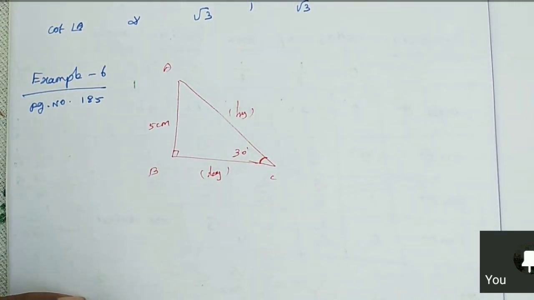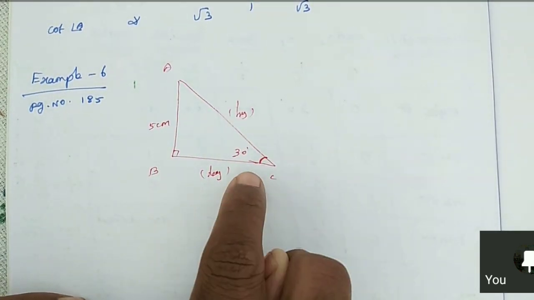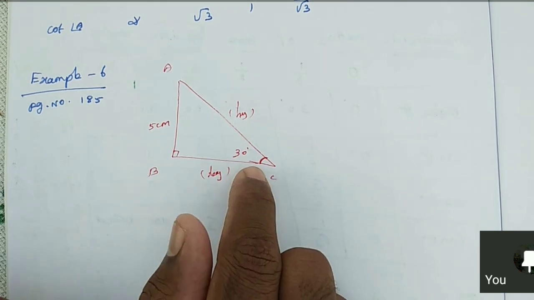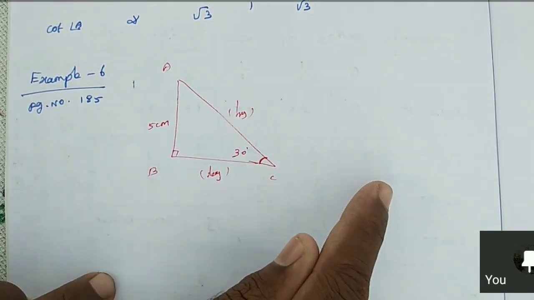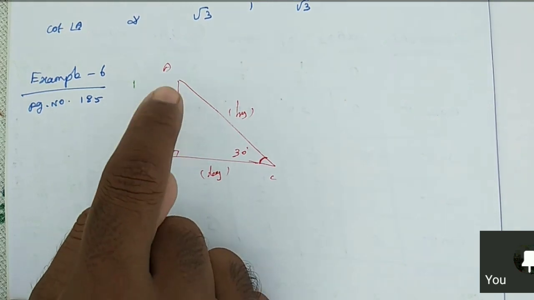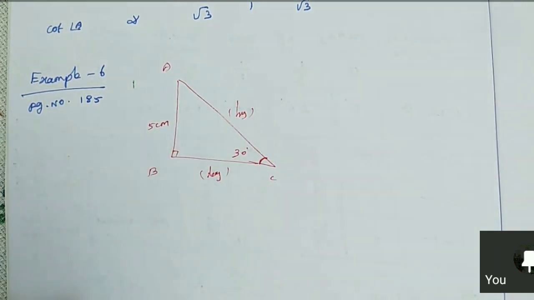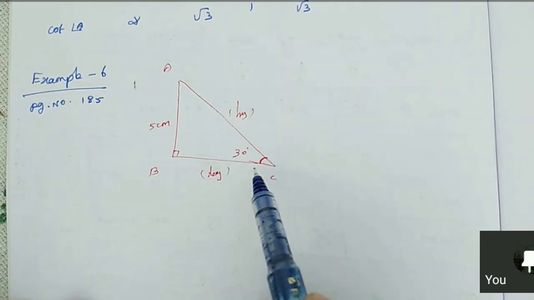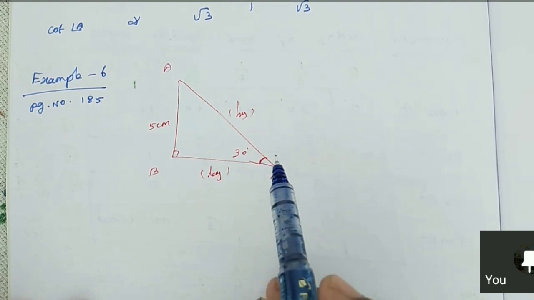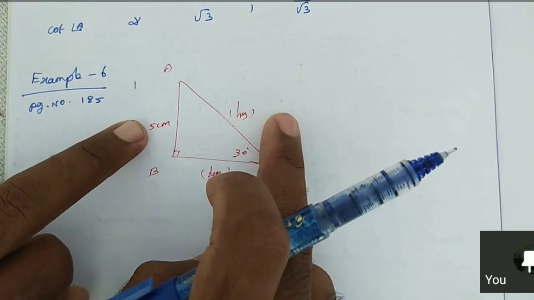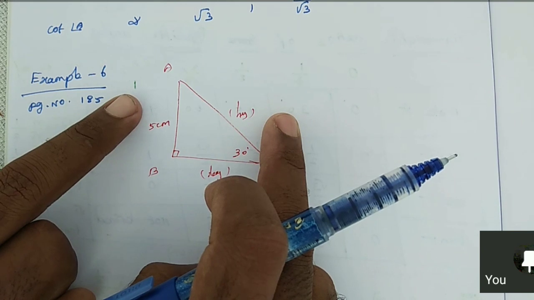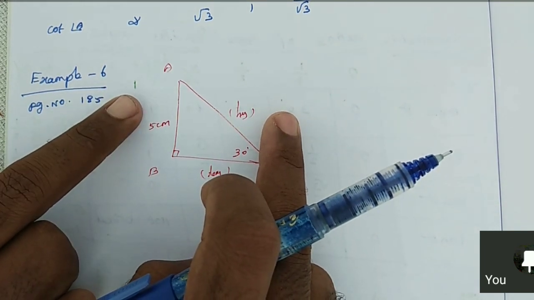Now it is very easy. Now here is a 30 degree. For what ratio will this side AB come? In which ratio will the side AB come for 30 degree? For sine theta, opposite by hypotenuse, it will come, right?